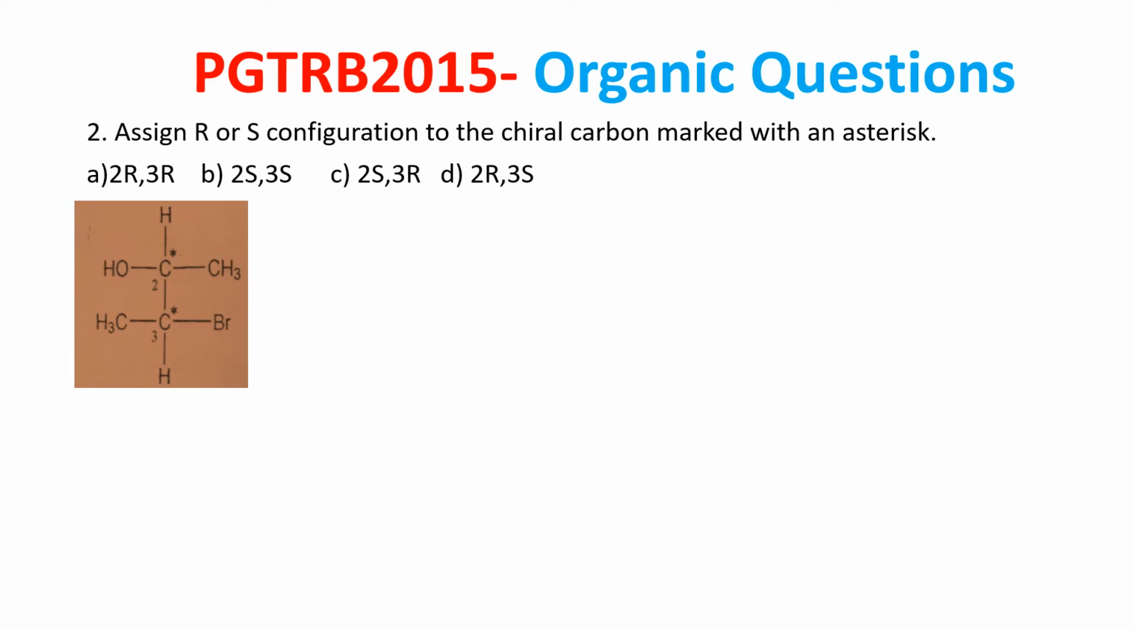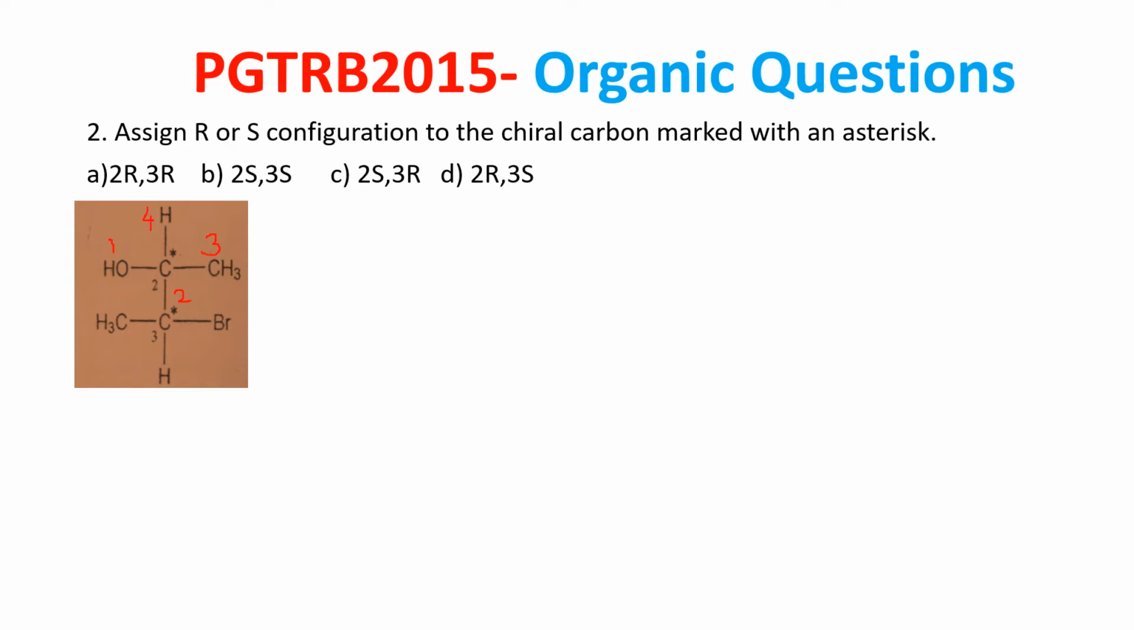The first one, OH, is the higher priority, so we give 1 to this and 2 to this. Why? Here only C and CH3 are there, but here C, Br, CH3, H, everything is there, so this will have a higher atomic weight compared to this, so it will be 2, then this is 3, and the least priority is 4.